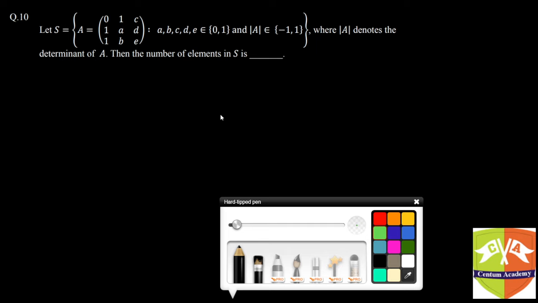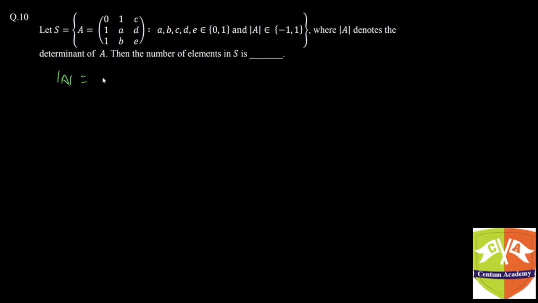So in this, we have been given that all the elements of this matrix A, B, C, D, E belong to 0 or 1. And the determinant of A should either be minus 1 or 1. So let me find the determinant of A first. Using Sarrus' rule of determinant expansion, it will be 0 into A into E, which is 0, plus 1 into D into 1 is D, plus C into 1 into B is plus BC, minus 1 into A into C is AC, minus B into D into 0 is 0, minus E. So this is simply D plus BC minus AC minus E.